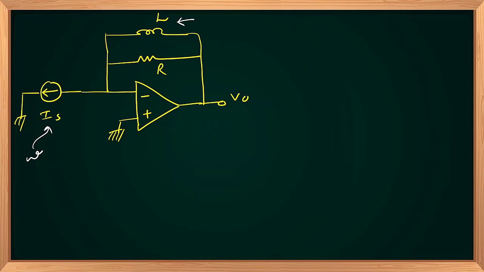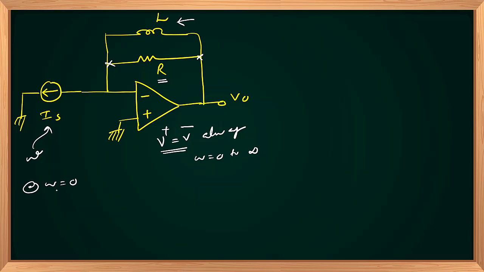So in the circuit there always exists a negative feedback due to the presence of R. The inductor can be either short or open, but the presence of R ensures a negative feedback always, so V plus equal to V minus is valid always, that is from omega equal to 0 to infinity.